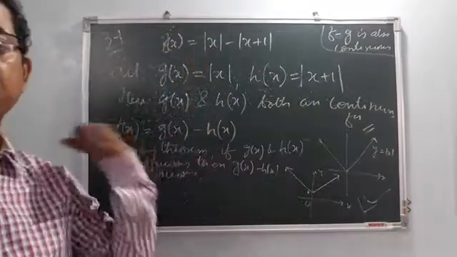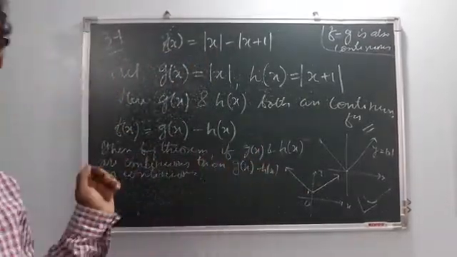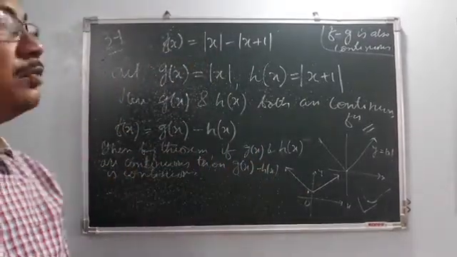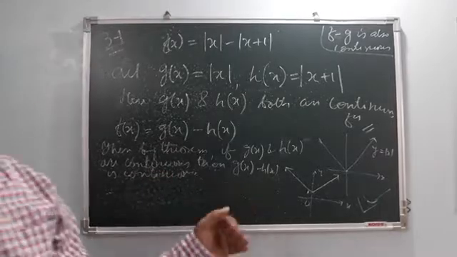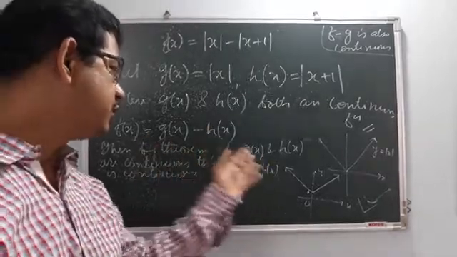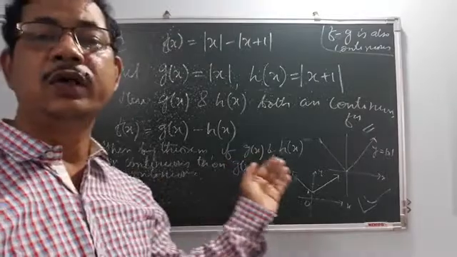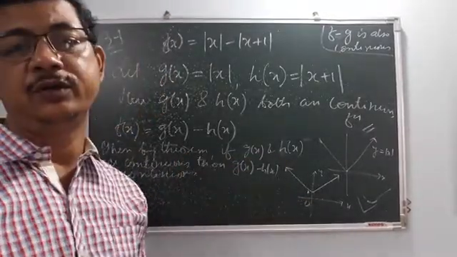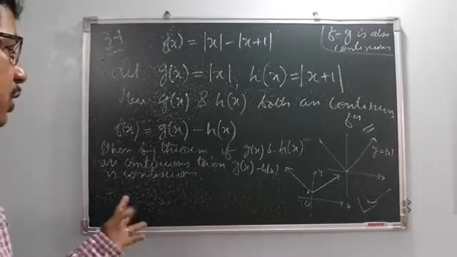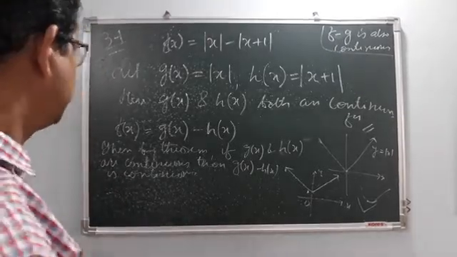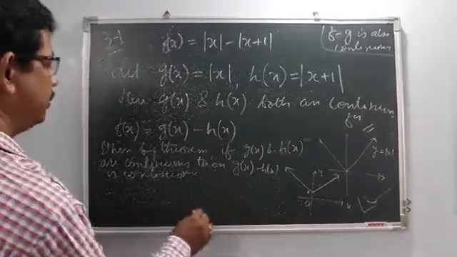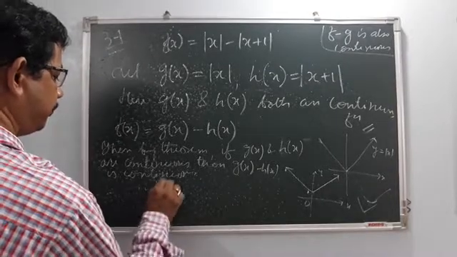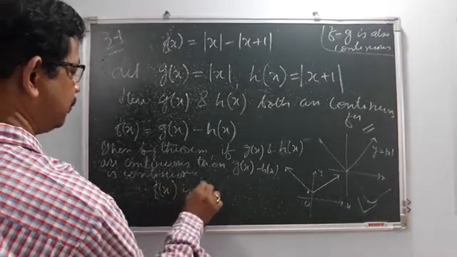Sometimes you will find their product, gx into hx. Sometimes you will find FOG, and you will write that if gx and hx are continuous, then GOH is also continuous. So this way you will present your answer. You can write these things, it will give a better explanation. So, as we have written, therefore fx is continuous.